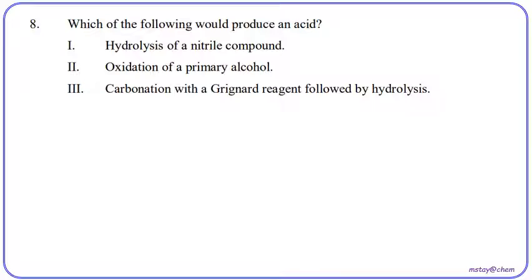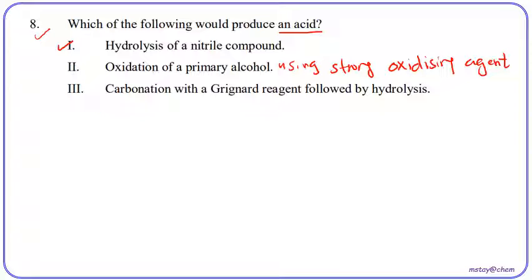Okay, the last question before we end this video, question number 8. Which of the following would produce an acid? Hydrolysis of a nitrile compound, yes, definitely, which we roughly discussed in question 7. Oxidation of primary alcohol, yes, using a strong oxidizing agent. If you want to give the accurate answer, this should be the answer.